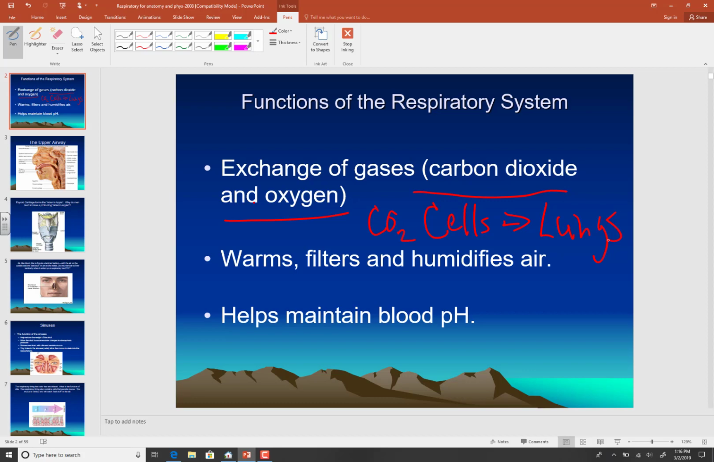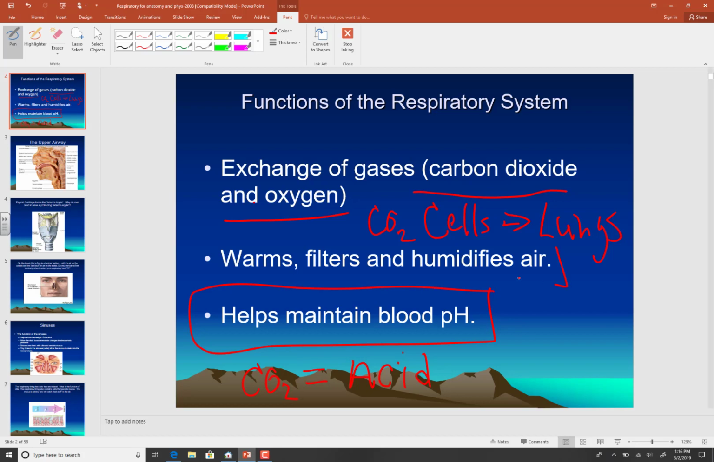With that said, the respiratory system helps maintain the pH of the blood. And it does that by eliminating CO2. And if you write this down, it'd be very good for you. CO2 is an acid. So if the lungs are failing, they're not getting rid of CO2, that's going to drop your pH.